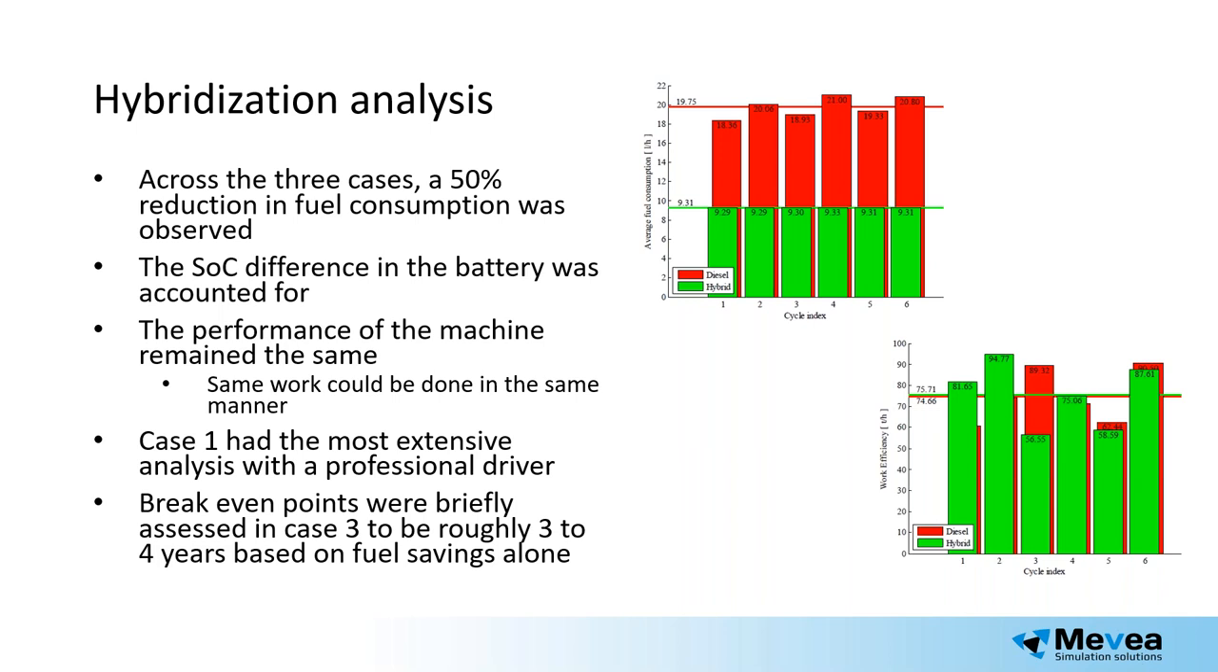The break-even points, monetarily or from a business point of view, were assessed in case three, the wheel loader. We took the current values for battery prices, the electrical drive prices, and the power electronics pricing, and we came to the conclusion that from 3 to 4 years of operation, we could save enough fuel that would compensate the initial investment of the hybridization itself.